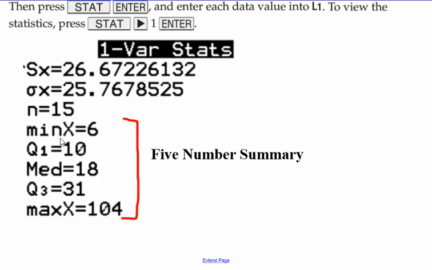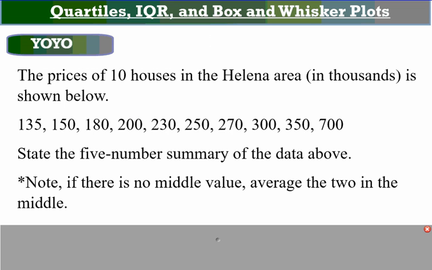The minimum is 6, quartile 1 is 10, there's our median of 18, there's quartile 3 of 31, there's a maximum of 104. So it outputs for us the 5-number summary. It gives us a good idea of what data values and how our data is spread out.